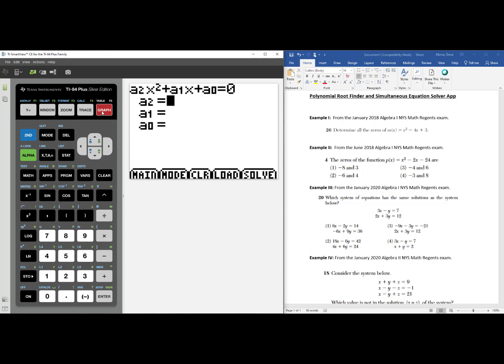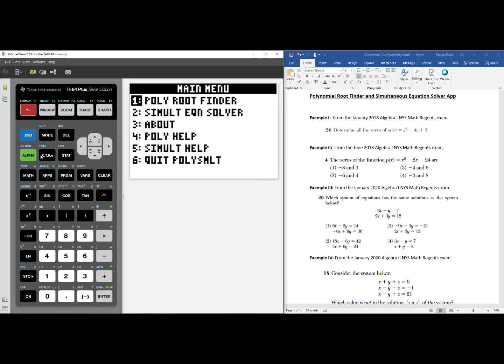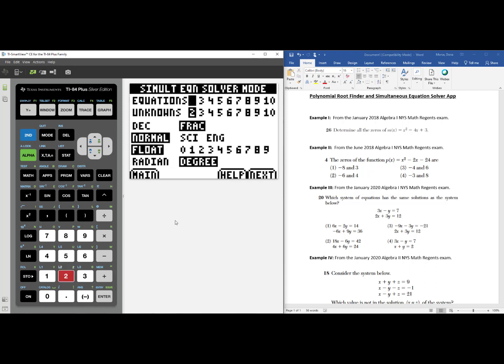So if I go back to example 1 and put in 1, enter, negative 4, enter, 3, enter. I can now press solve, which is still associated with graph, and I see my solutions x1 equals 3, x2 equals 1. I'll go back to the main menu. I'll select number 2, simultaneous equation solver. So far, it looks identical to that of the 84 Plus CE.